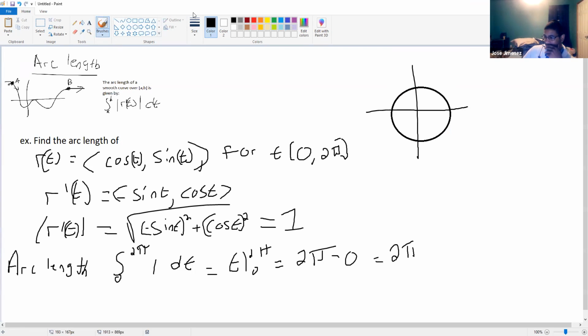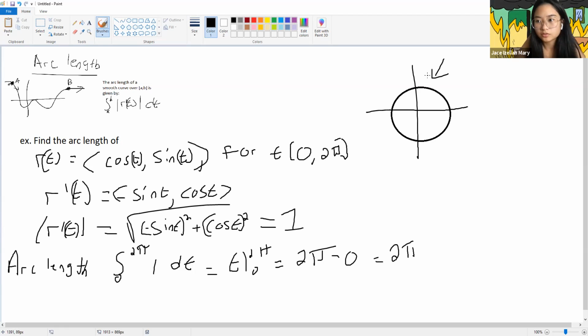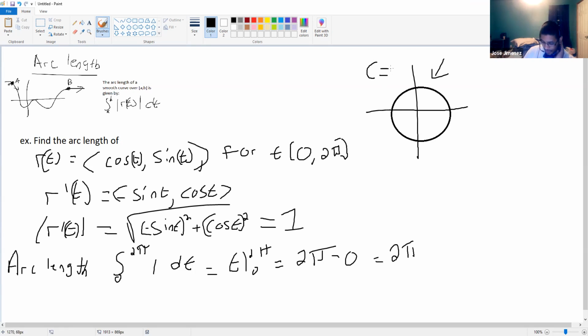Now, let's pick on someone. Miss Jace, if we're looking at arc length, what are we looking at in this world? The circumference. Isn't it safe to say that the circumference of a circle is equal to something very specific? And what is that specific thing that it is equal to? Or should I say this? What is the formula for circumference?